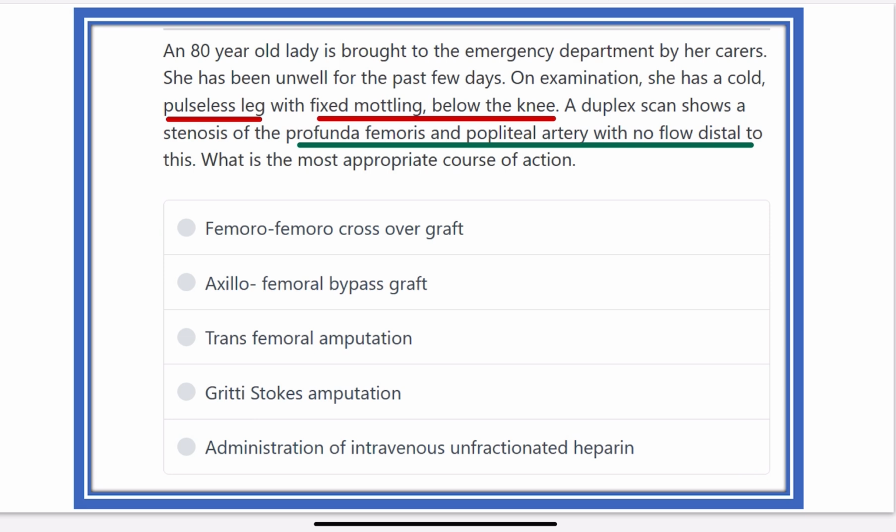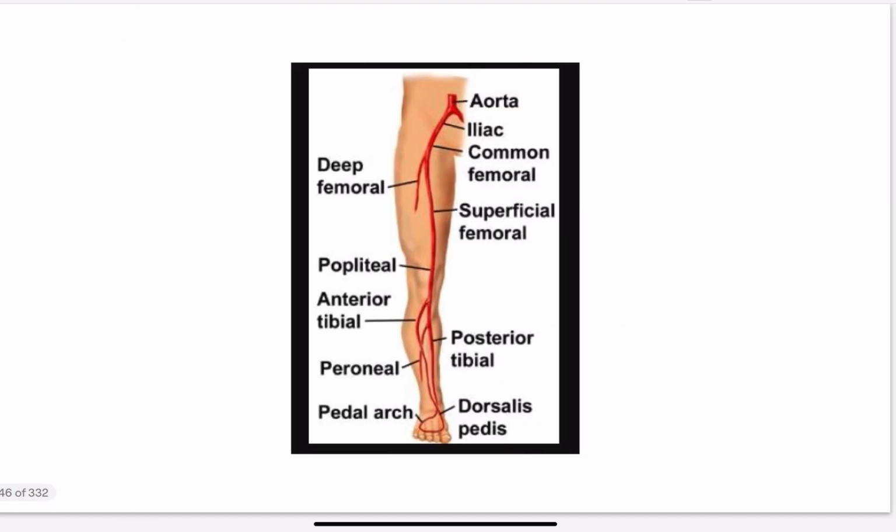Here the options are femoral crossover graft, axillofemoral bypass graft, transfemoral amputation, through-knee amputation, administration of intravenous unfractionated heparin. So what is our course of action? Here we have to keep in mind that there is a fixed mottling, that means there is the death of the tissue of the leg, so there is no option for the salvage.